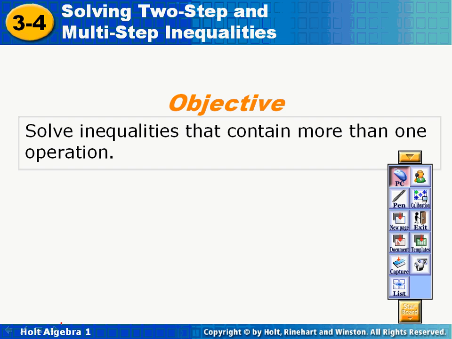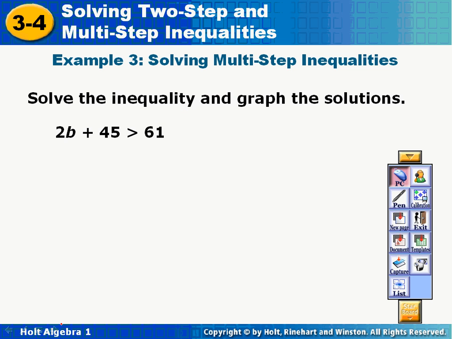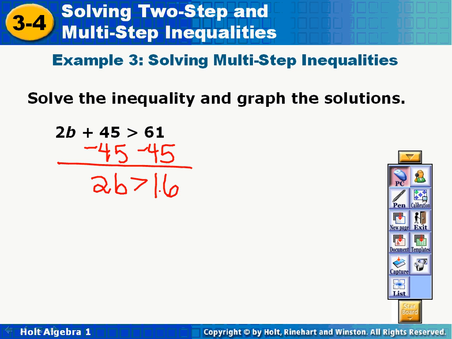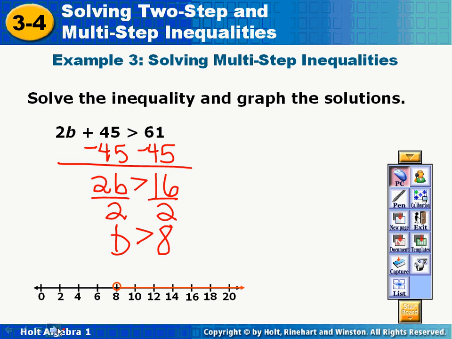All right, now we're going to solve inequalities with more than one operation. Write down your first problem. We're going to use inverse operations to subtract it to get it to the other side. So when you subtract 61 minus 45, you get 16. Divide by 2. Now when you divide by a positive, you do not have to flip the sign. B is greater than 8. Okay, and then we're going to graph and shade.